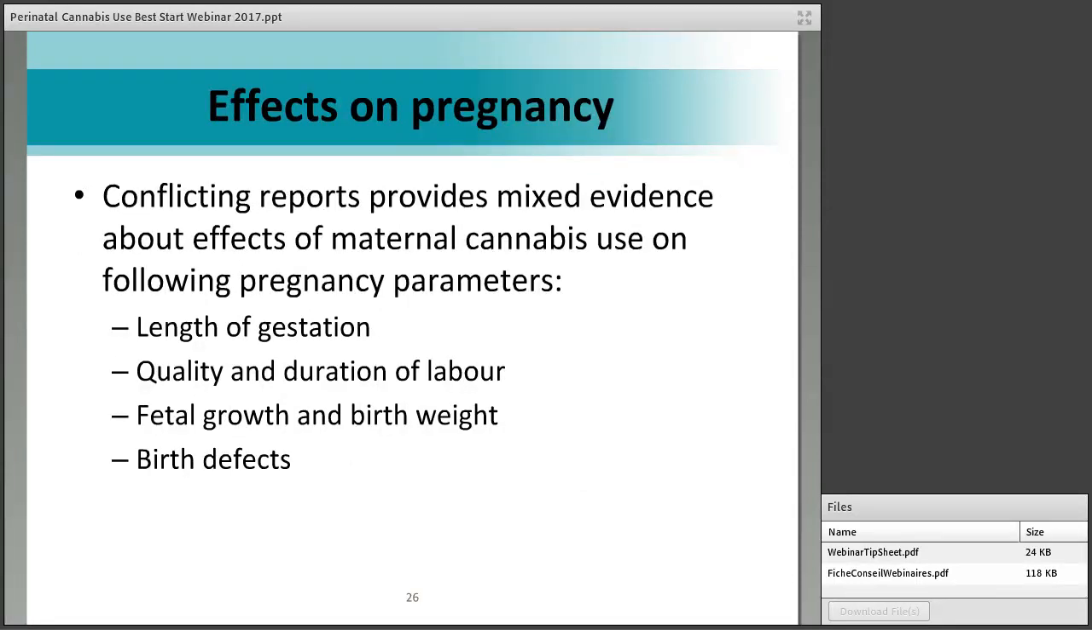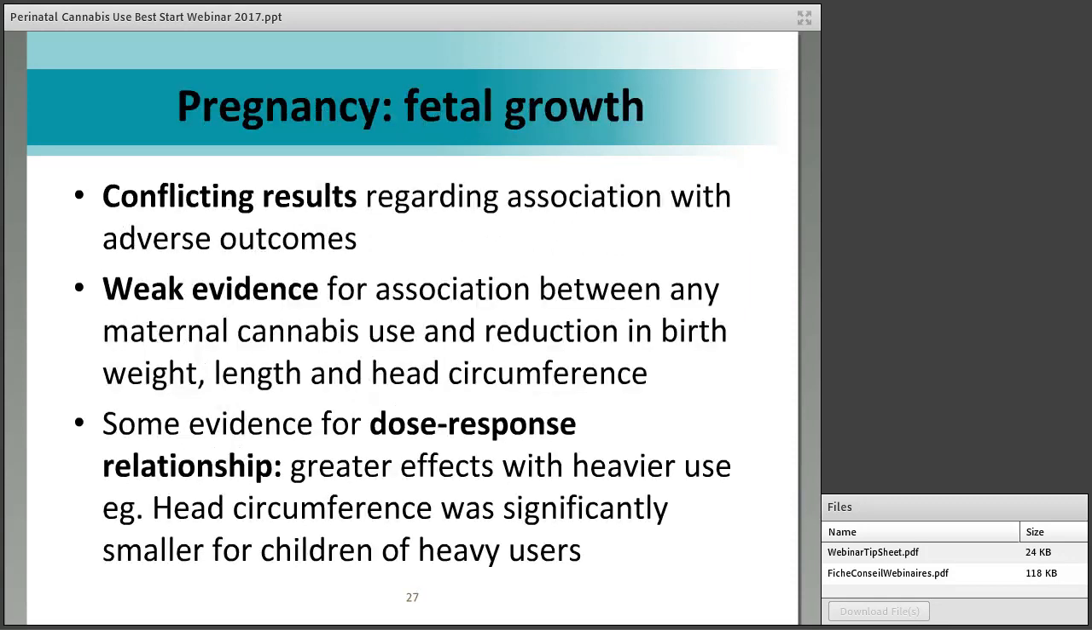In the pregnancy itself, there are actually very conflicting reports about whether there are any true negative consequences to cannabis use. The pregnancy parameters that have been addressed in the literature include the length of gestation, the quality and duration of the labor, fetal growth and birth weight, and birth defects. I will go through some of these separately.